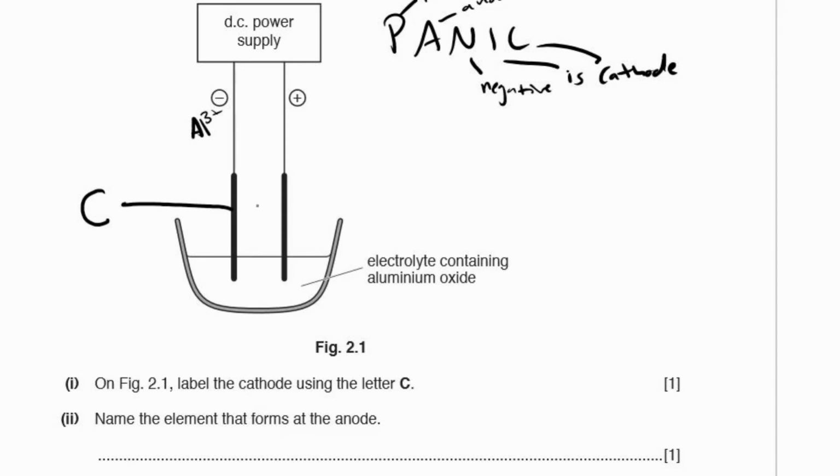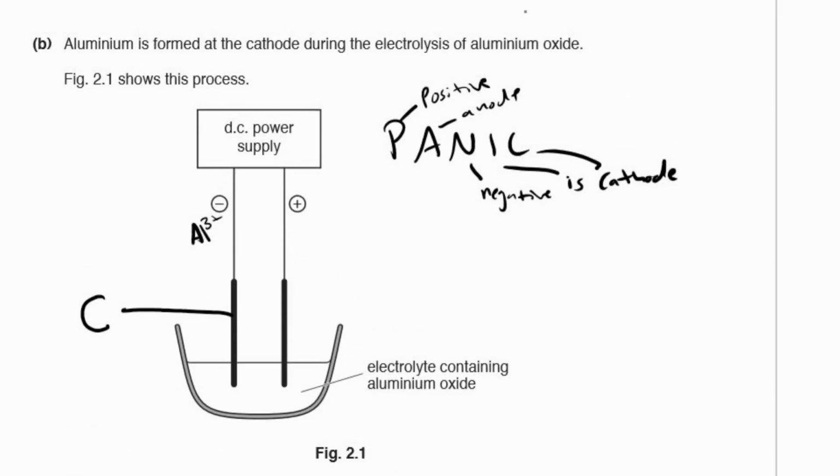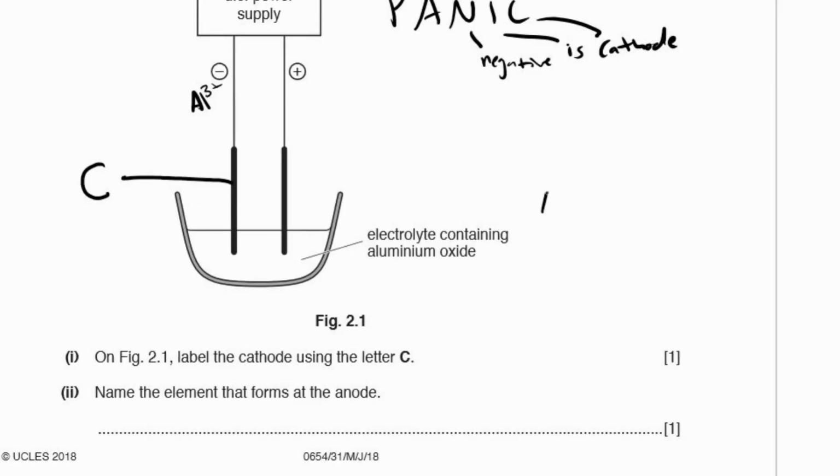Name the element that forms at the anode. Okay, so what are we looking at? We're looking at aluminium oxide, Al2O3. Okay, aluminium forms at the one side, at the cathode. That means oxygen, O2. Obviously, that's not balanced. But oxygen forms at the anode. Okay, all right, that's all it asks for.